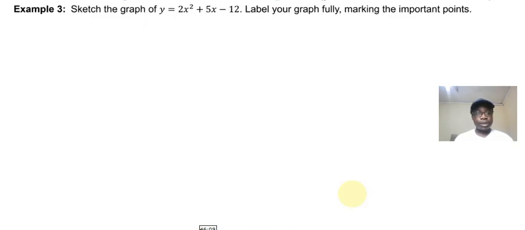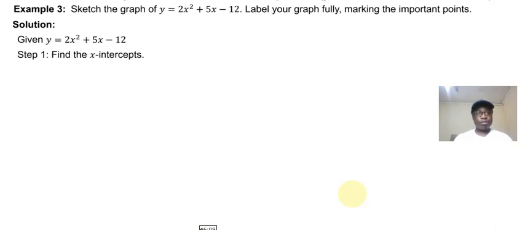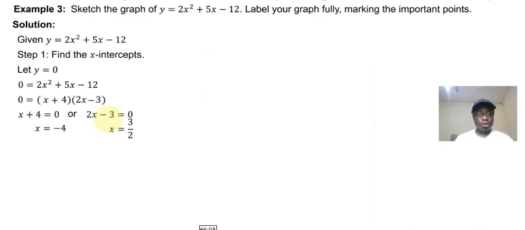Sketch the graph of y is equal to 2x squared plus 5x minus 12. The first thing is to find the solutions, the points at which the graph is going to cut your x-axis. So we let y be equal to 0. Then you do factorization, and if you don't know how to factorize a situation like this, go to our factorization video and watch it. Please like it and share with someone else. Using the double bracket method, you factorize and you're going to get 2 solutions. x plus 4 is equal to 0, 2x minus 3 is equal to 0. You solve that, you get x is equal to minus 4, x is equal to 3 over 2, or 1.5.